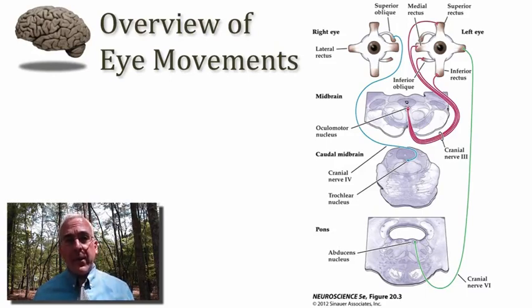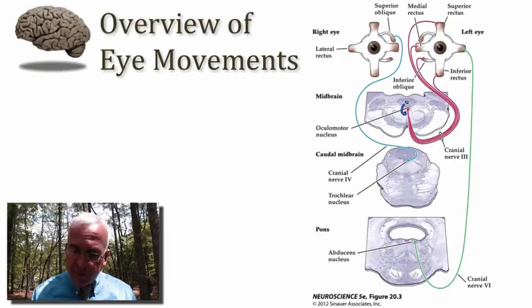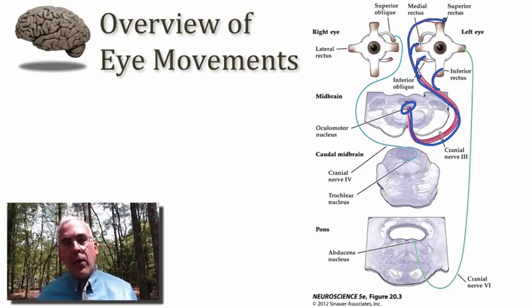All the other pairs of extraocular muscles are supplied by our oculomotor nuclei, with the oculomotor nucleus on one side of the midbrain. Here's our oculomotor nucleus, supplies innervation to the inferior rectus, the inferior oblique, the medial rectus, and the superior rectus, all on the same side as the nerve. Okay? So the third cranial nerve supplies ipsilateral extraocular muscles.